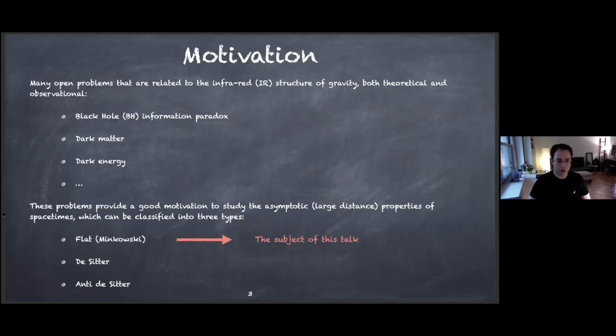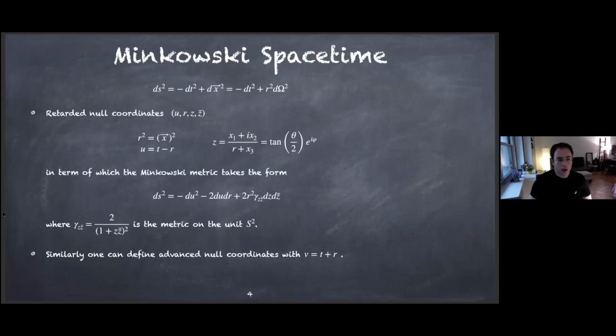Furthermore, I will focus on spacetimes that are asymptotically flat, but similar analysis can be done in de Sitter and anti-de Sitter. And I will try to make stops every once in a while to take some questions. Let me start with a very brief review of the structure of Minkowski spacetime, mostly just to set up the notations that I will be using.